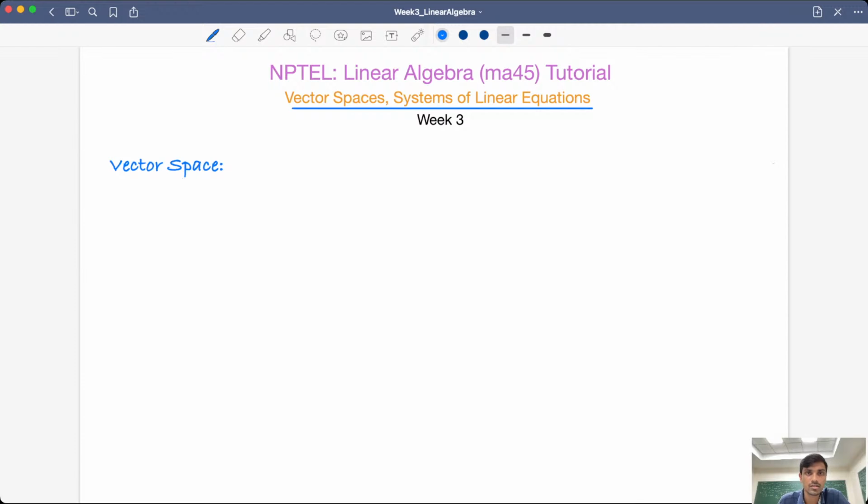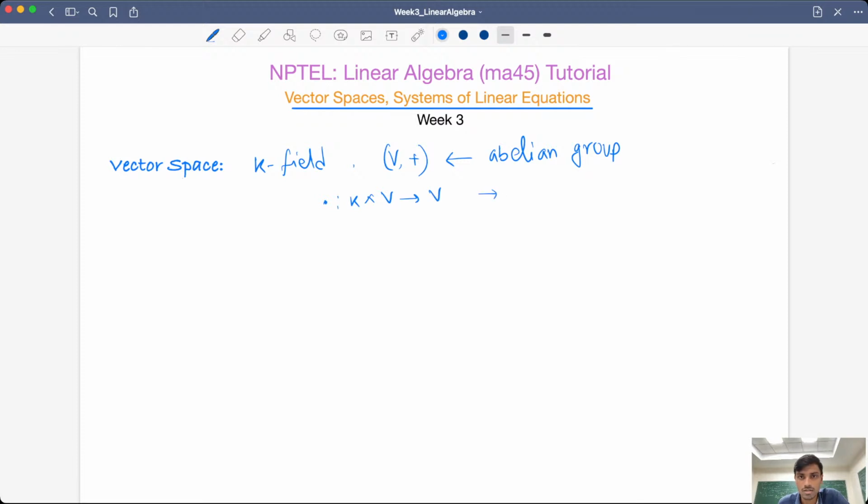A vector space: first you have a field K. K is a field, and on a non-empty set V there is a binary operation plus, so that (V, +) is an abelian group. And there is also another operation dot, from K cross V to V, which satisfies four conditions.